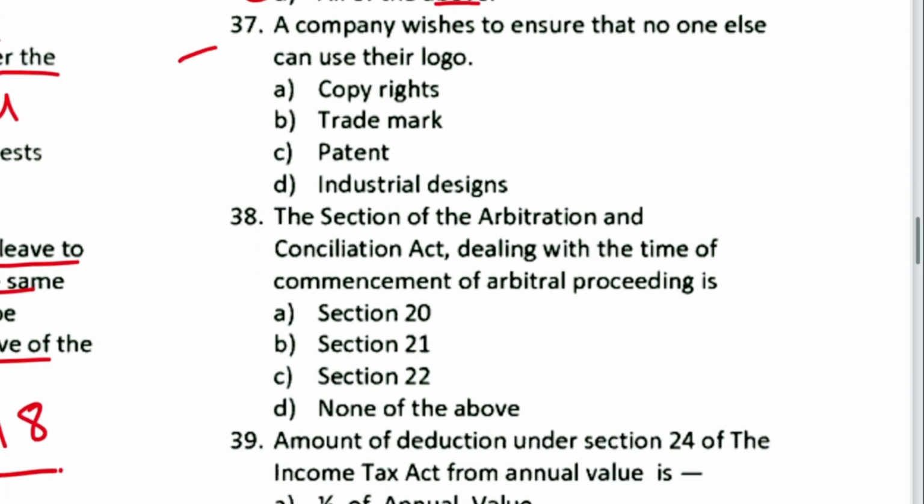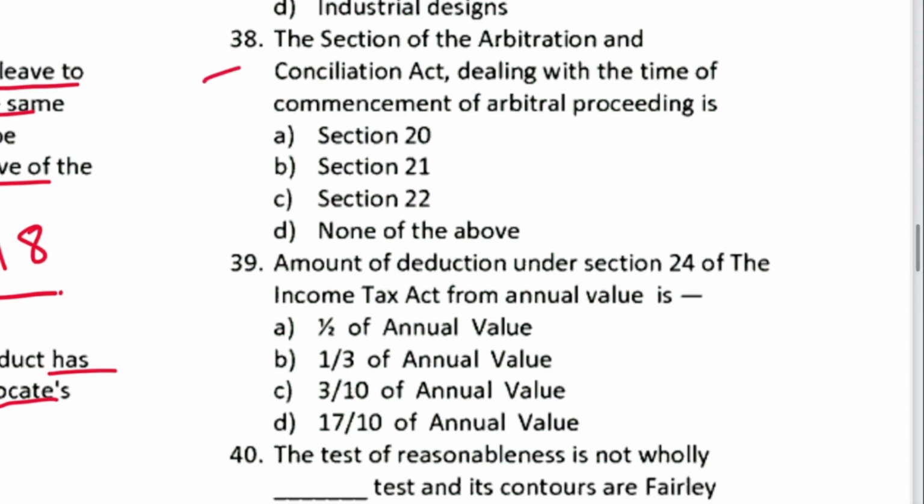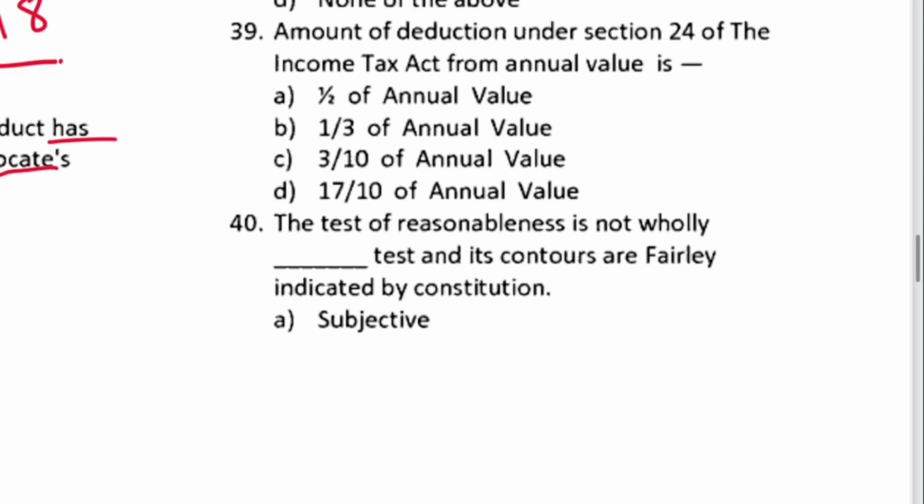Next 37. A company wishes to ensure that no one else can use their logo. So that is trademark. B is the answer. Next 38. The section of the Arbitration and Conciliation Act dealing with the time of commencement of arbitral proceedings is section 21. B is the answer. Next 39. The amount of deduction under section 24 of the Income Tax Act from annual value is 3/10 of annual value. C is the answer.